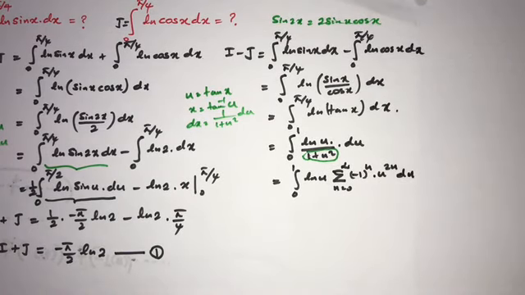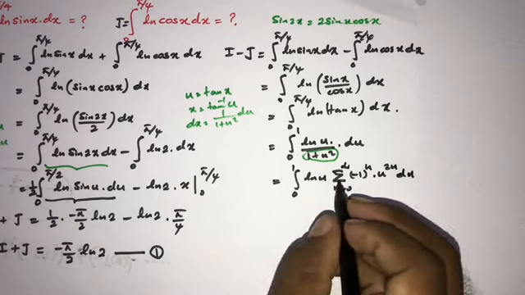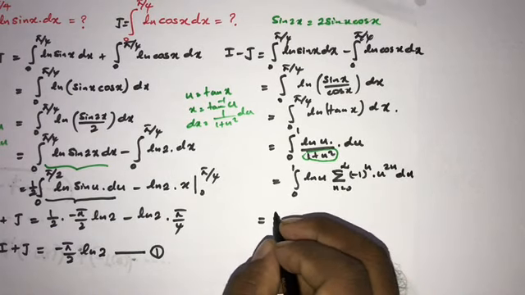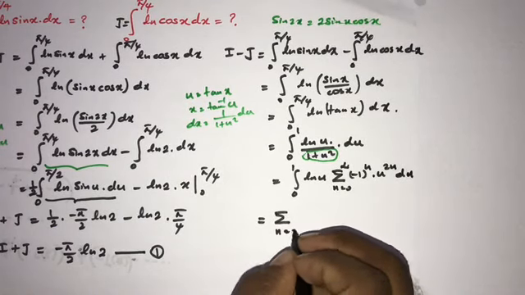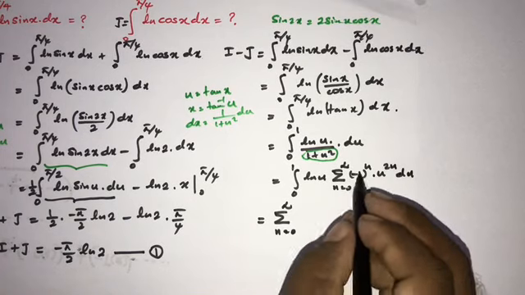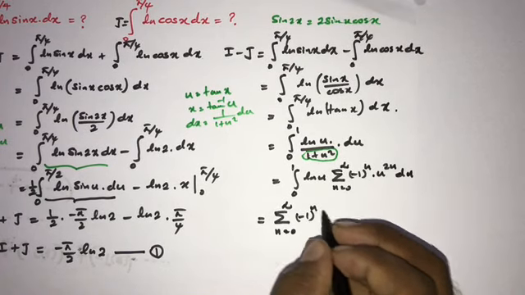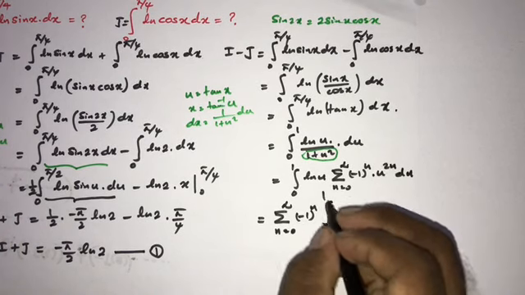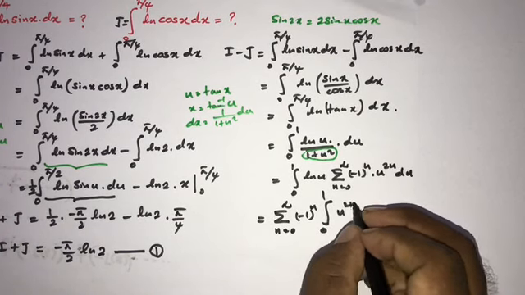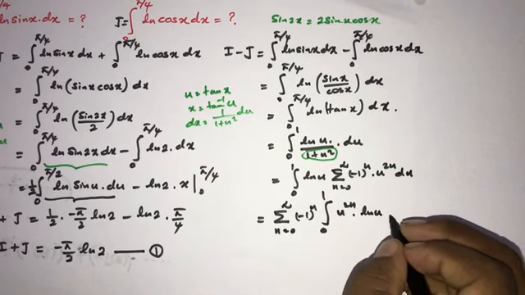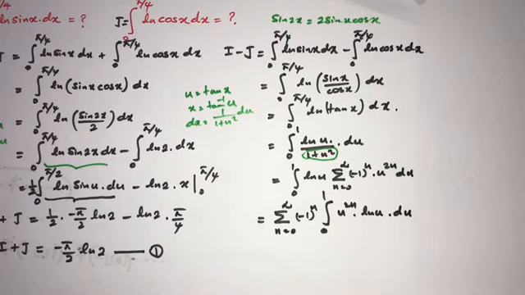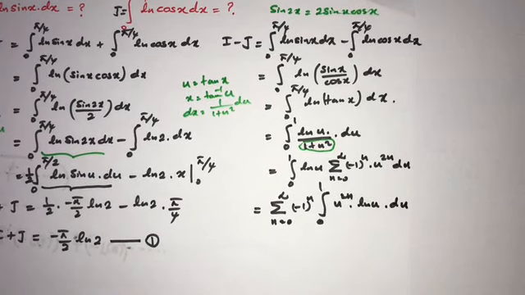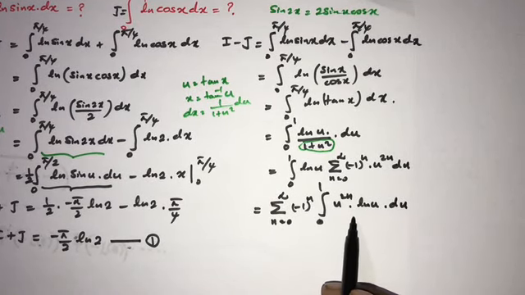Okay, then this sigma notation we can write outside of the integral sign. So sum of 0 to infinity, here minus 1 to the n is a constant, so we can write outside of the integral sign, and here 0 to 1. Now u to the 2n times natural log of u du. Okay, then how to evaluate this integral?